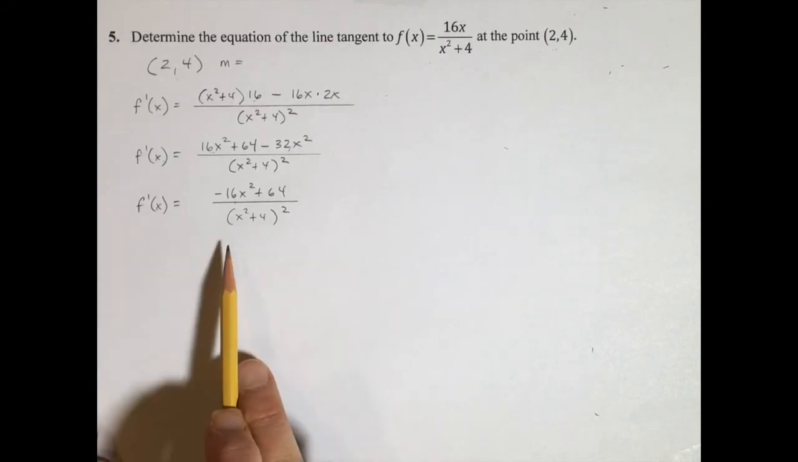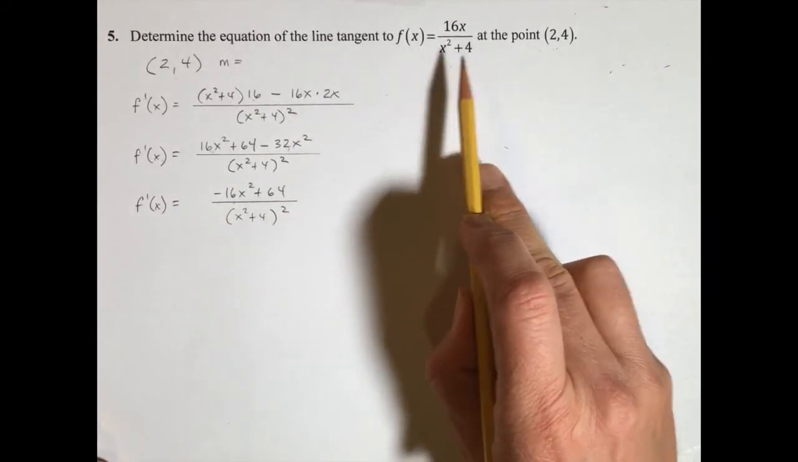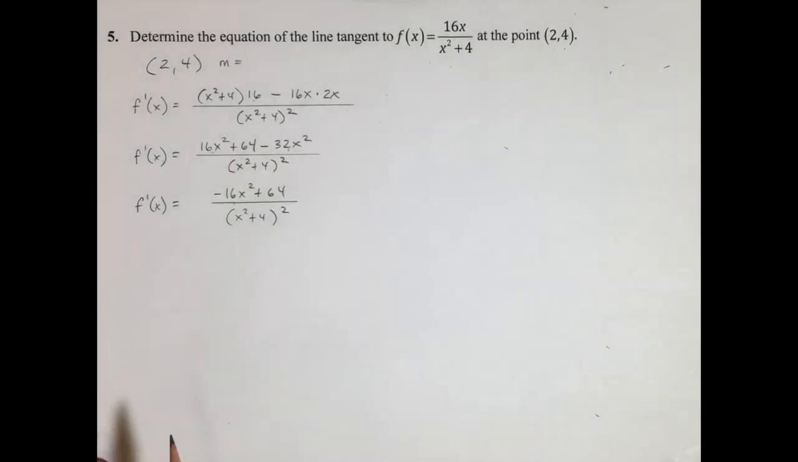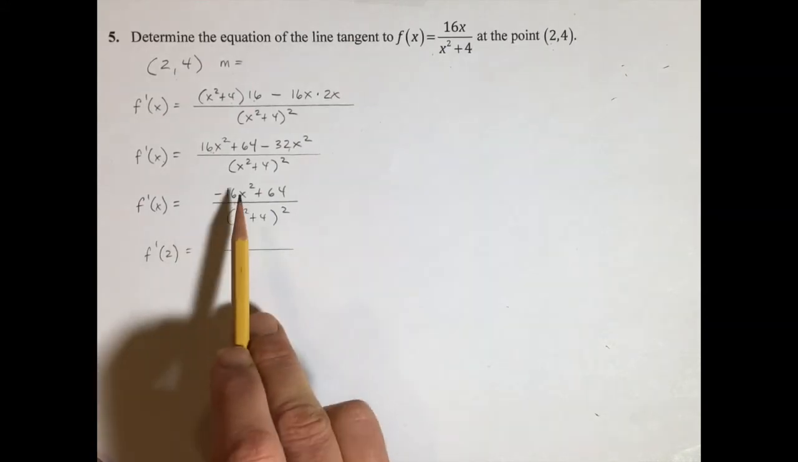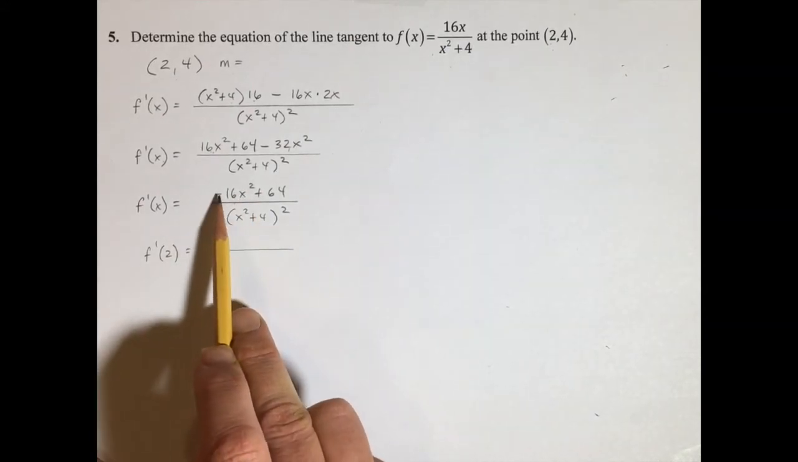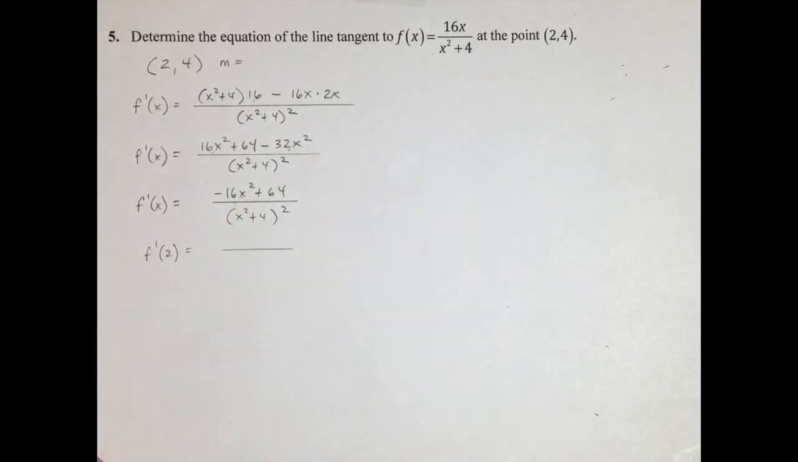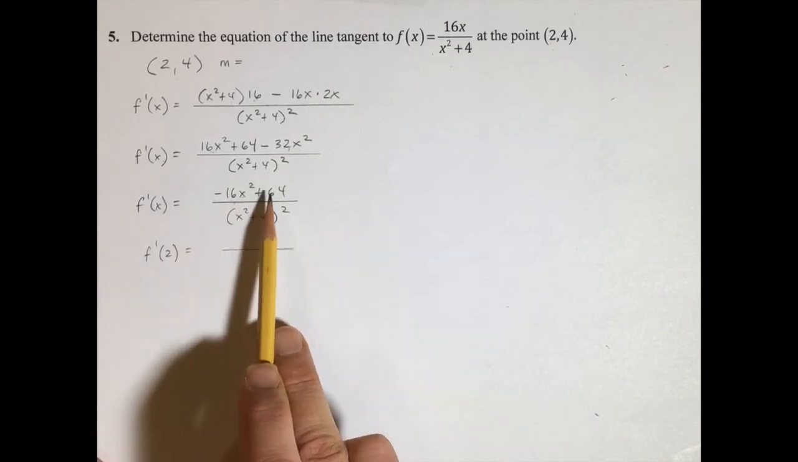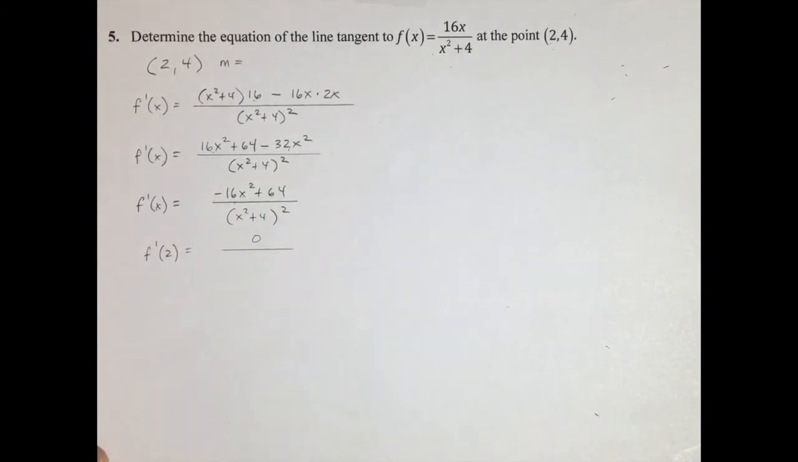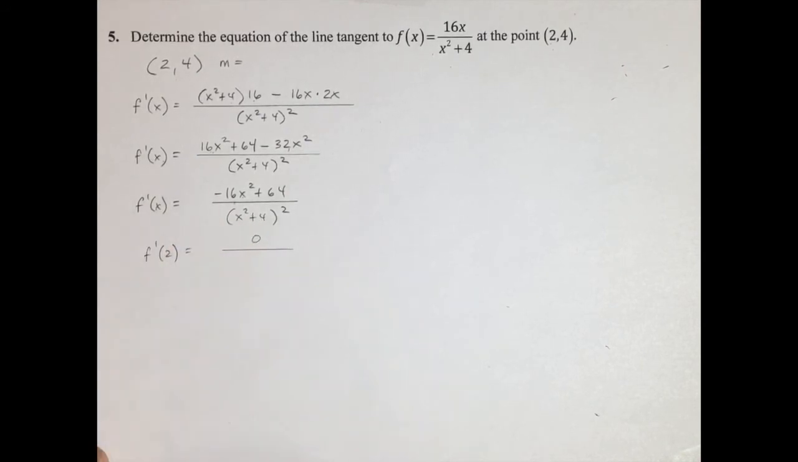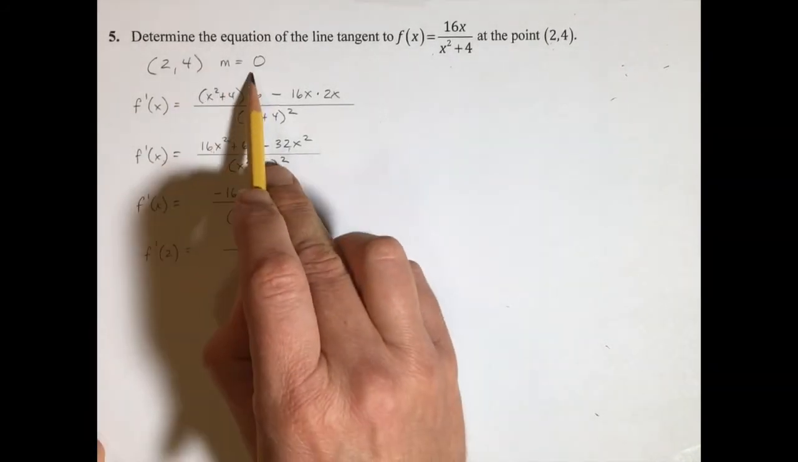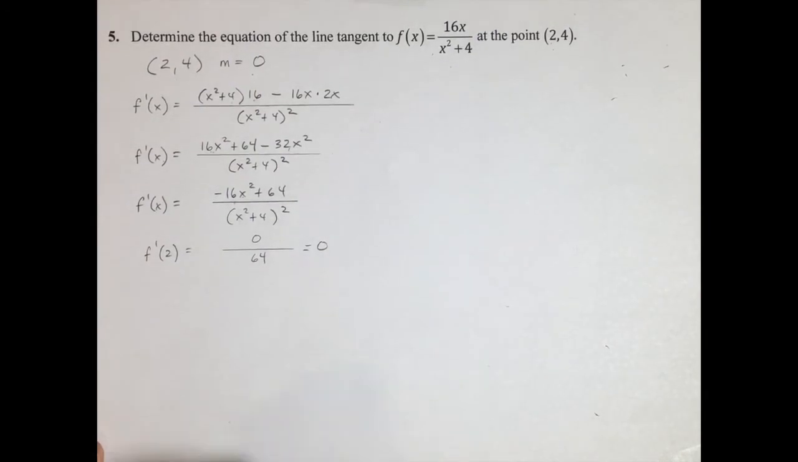Now I can use my derivative to determine the slope of this function at the point 2, 4. I just need to evaluate f prime of 2. When I plug in 2, 2 squared is 4, and negative 16 times 4 is negative 64. Negative 64 plus 64 is 0. And when I plug 2 in the denominator, 2 squared is 4, 4 plus 4 is 8, and 8 squared is 64, but 0 divided by 64 equals 0. I know my slope is 0, and now I can write the equation of the line.